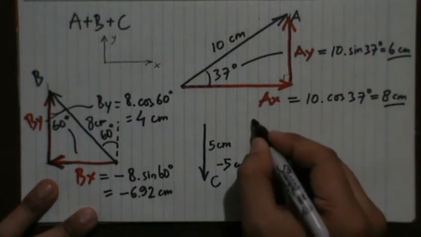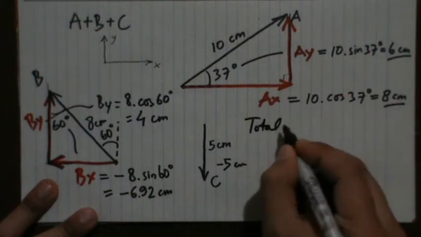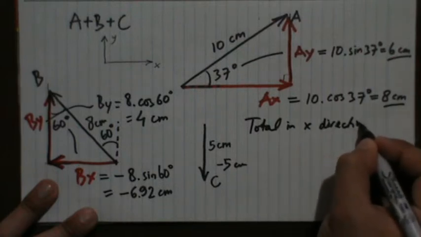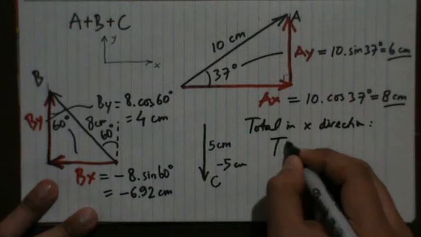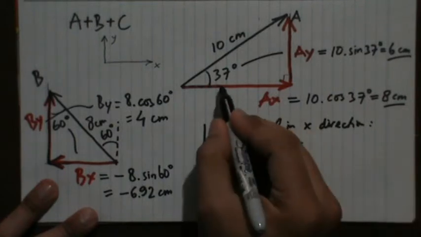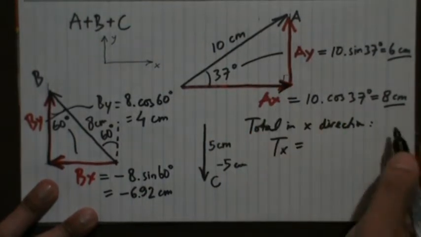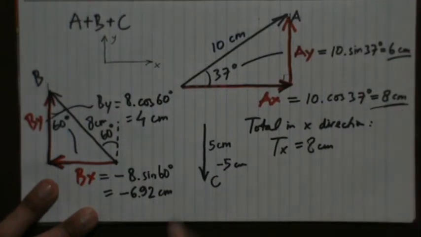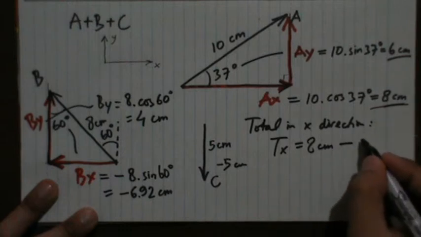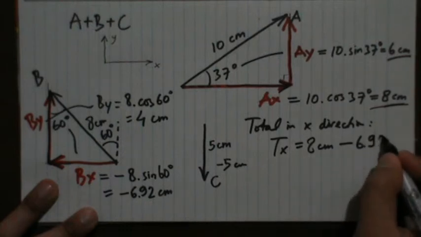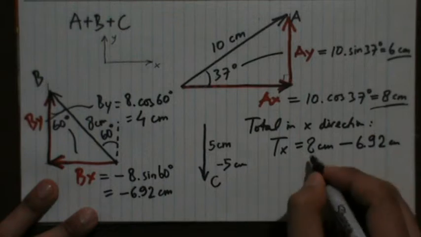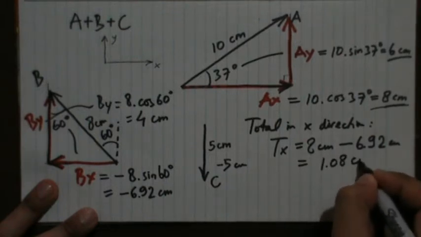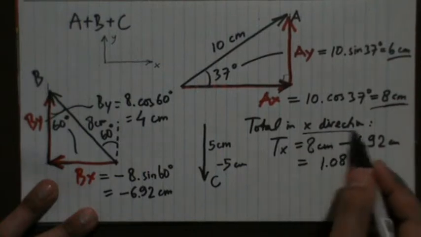So let us now calculate the total in x direction. Let's call it Tx. First we have this component 8 centimeter, and then we have this component minus 6.92 centimeter, and we will get 1.08 centimeter for x direction.